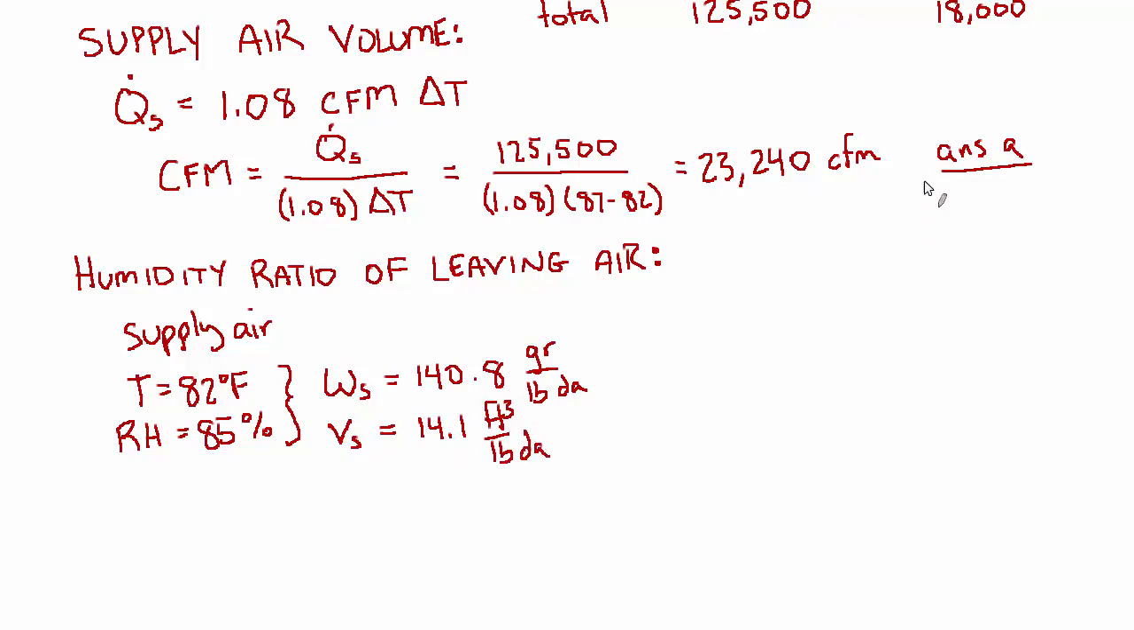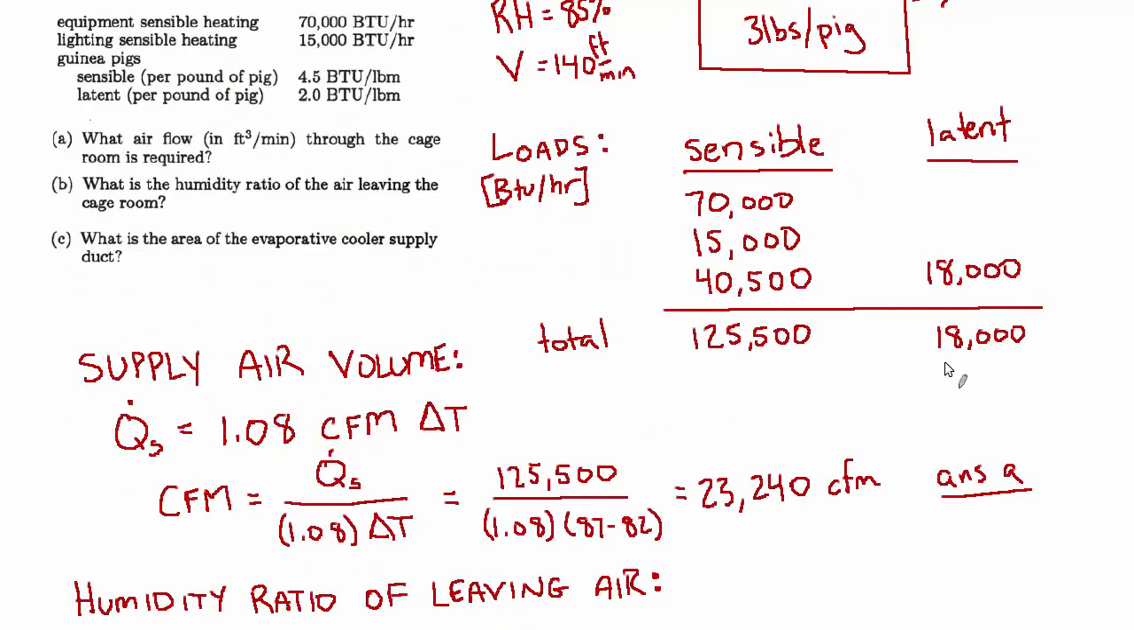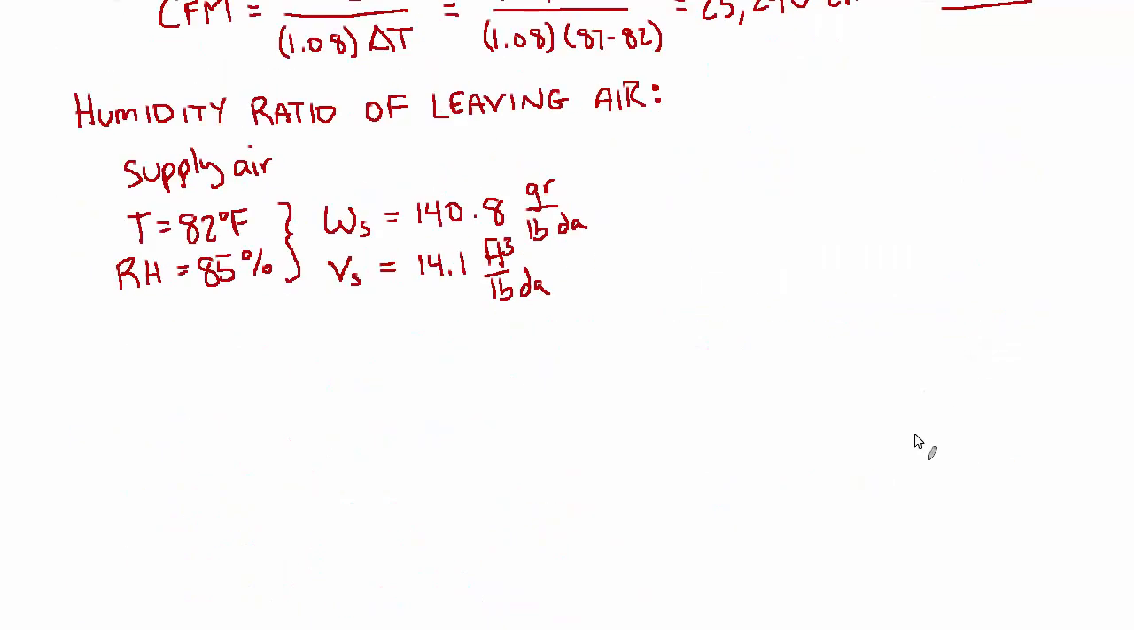And then there's this moisture being added within the cage room by the latent load, but that's been given to us in BTU per hour. We would really prefer to have that as a mass flow rate of water. What is the actual mass of water that's being added to the air per unit time? How can we get that from the latent load when it's given to us in energy units? This is BTUs per hour. Well, we can use this formula.